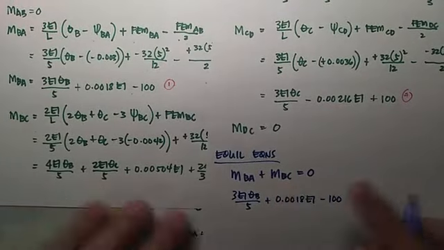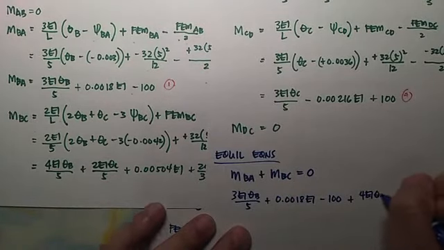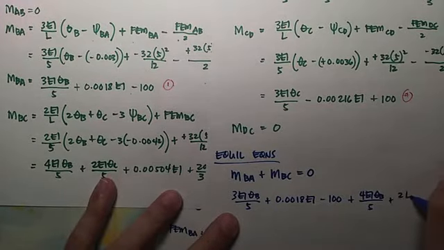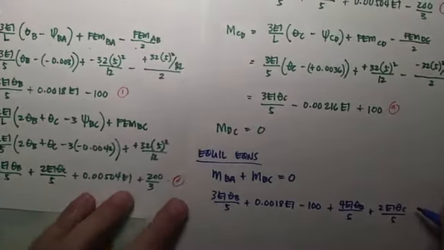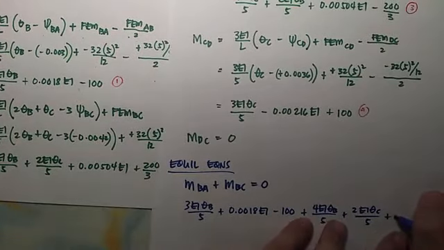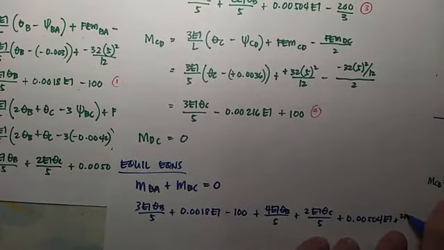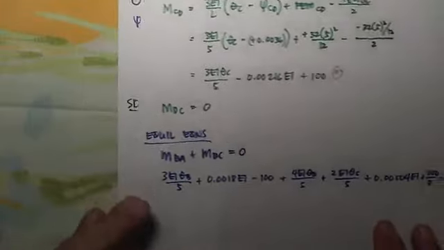Ito. So, plus 4EI theta B over 5 plus 2EI theta C over 5 plus this one, plus 0.00504 EI plus 200 over 3 should be equal to 0. Okay, should be equal to 0. So, simplify lang natin to.